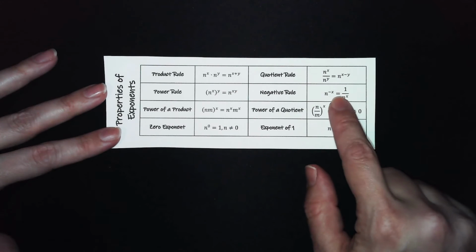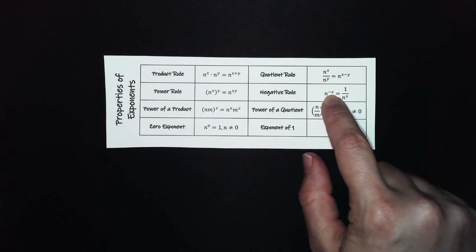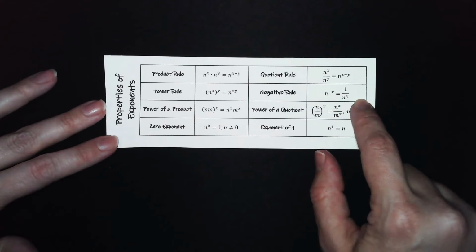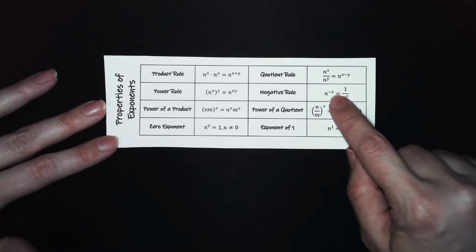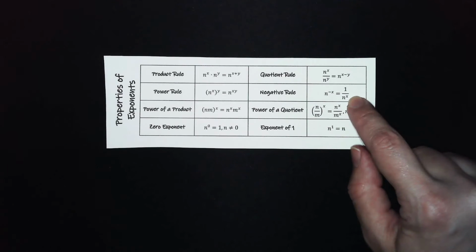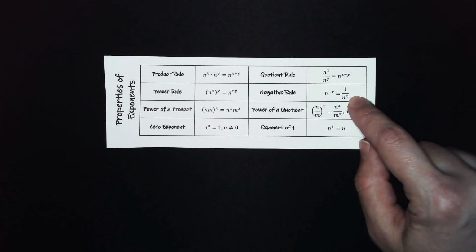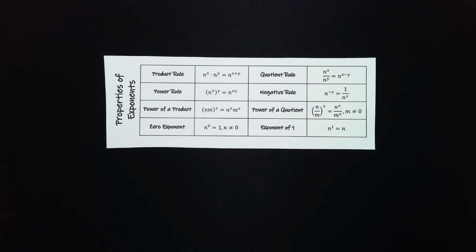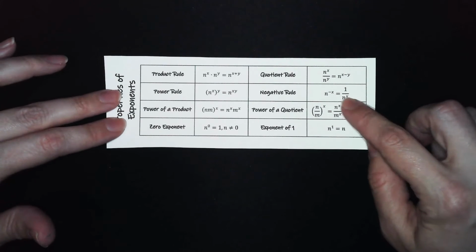That negative rule just says, if you have a term and it's to a negative power, then you need to change it to a fraction. So that negative just moves it from the top to the bottom. Or if it's in the denominator and it's negative, it needs to move to the top. So it either moves up or down depending on where that negative is located.